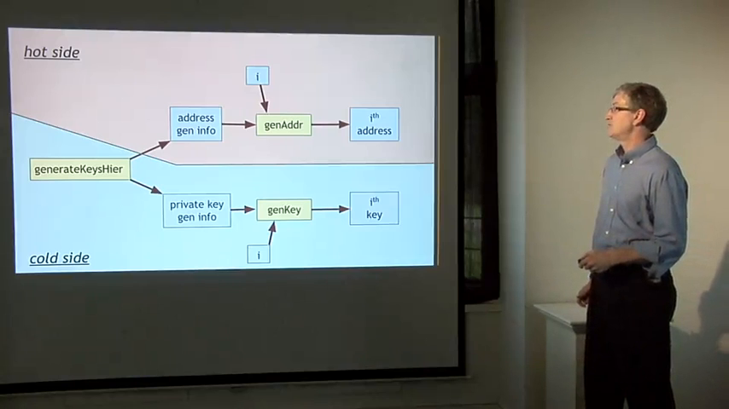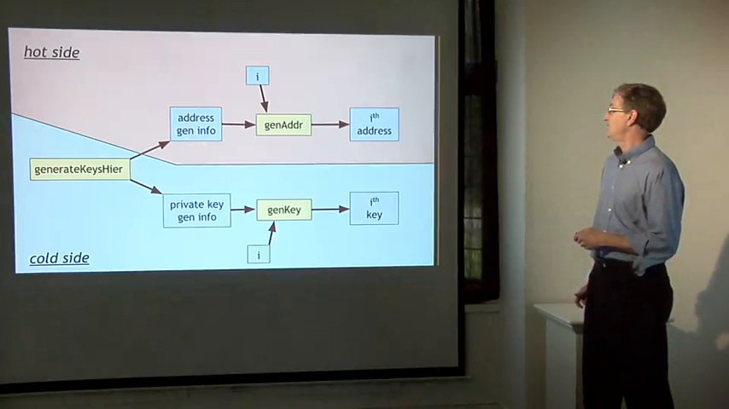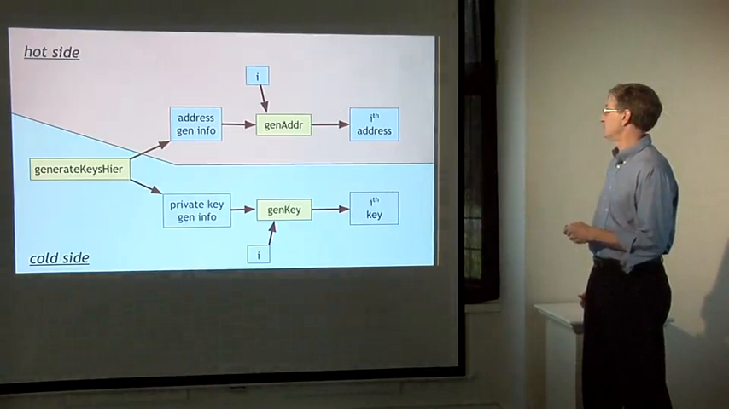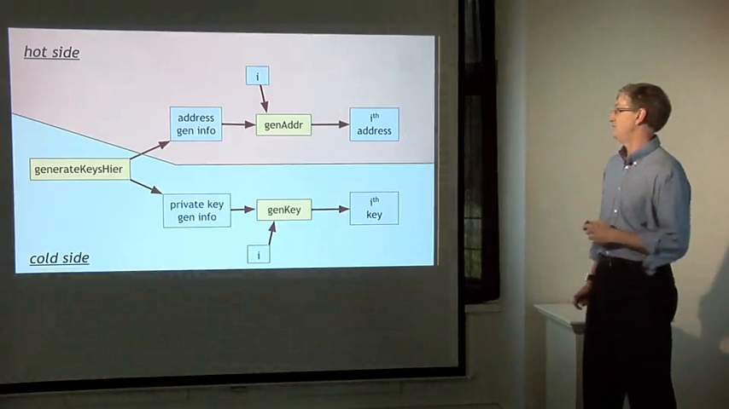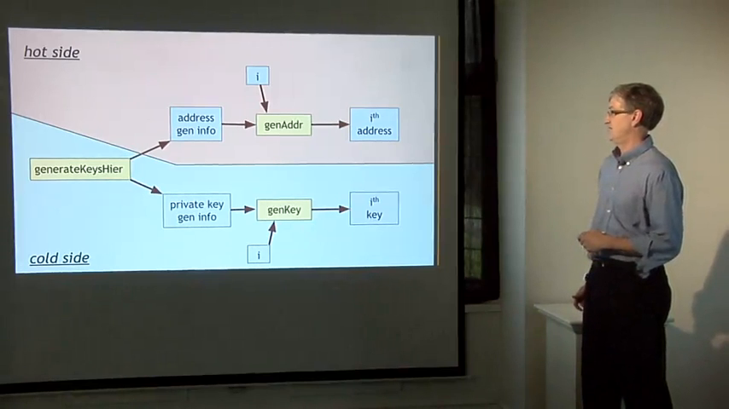And so what we do is at the very beginning, on the cold side, we do the generate keys hierarchical operation. We then take the private key generation info that it makes and keep it on the cold side. And we take the address generation info that it makes and pass it across to the hot side. Then, once we've done that, the hot side can generate the entire sequence of addresses on its own without needing any further communication with the cold side. We can generate an arbitrarily long string of addresses, or at least long enough that we'd never have to worry about running out. And on the private side, we can generate the corresponding keys, again, without needing to communicate. We can generate that later.